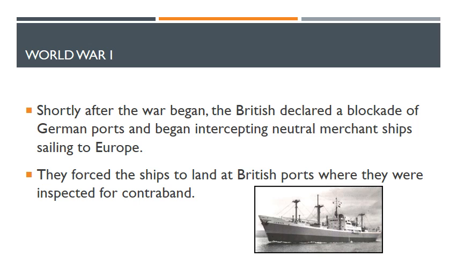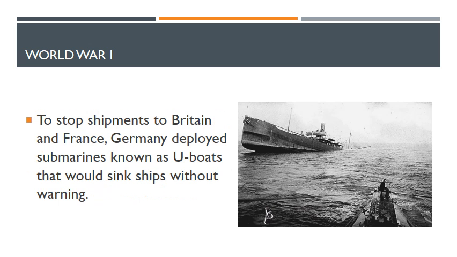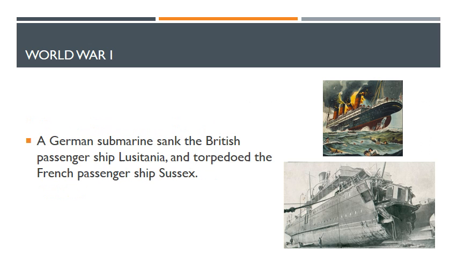Shortly after the war began, Britain declared a blockade of German ports in an effort to starve Germany out, and began intercepting merchant ships that were sailing towards Germany. Germany, on its side, in an attempt to starve Britain out of the war and to keep France from being resupplied, deployed submarines known as U-boats or undersea boats that were used to sink ships without any warning.